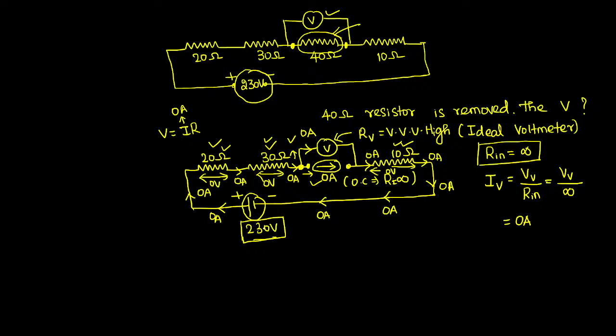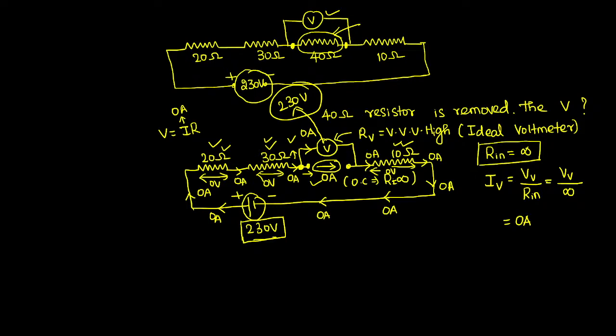Since in our given circuit we have three loads now, 20 ohm, 30 ohm, 10 ohm resistors, they are not dropping any voltage now. Then where has this voltage gone? This voltage will simply appear across the voltmeter. So the reading of the voltmeter is 230 voltage, because there is no other place to drop this voltage. The voltmeter is the only one that is going to consume this whole voltage.